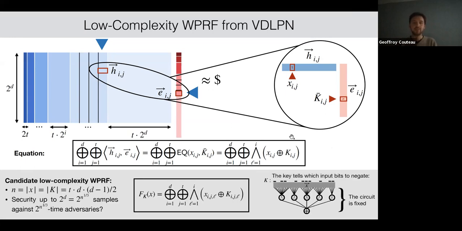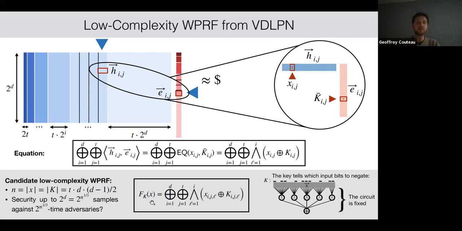So in the end, the candidate low complexity weak PRF is just the following. An input defines a row of this big matrix. And it's just a list of these xij's that tell you where the one is in each subblock. The key defines this noise vector, which will tell you essentially which of the inputs to flip. Each time you XOR here with some bit of the key, you're flipping the corresponding input bit.